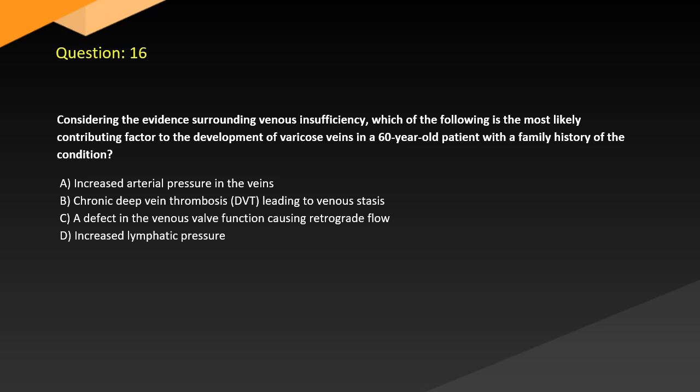Question 16. Considering the evidence surrounding venous insufficiency, which of the following is the most likely contributing factor to the development of varicose veins in a 60-year-old patient with a family history of the condition? A. Increased arterial pressure in the veins. B. Chronic deep vein thrombosis (DVT) leading to venous stasis. C. A defect in the venous valve function causing retrograde flow. D. Increased lymphatic pressure.